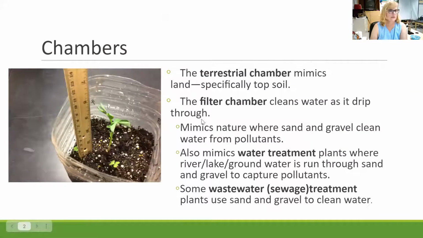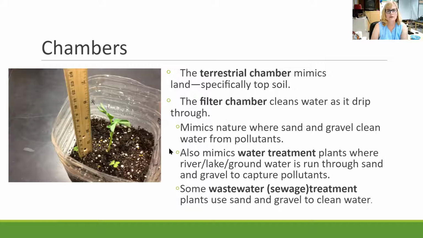So with EcoColumns, we have our three chambers. The top chamber we call the terrestrial chamber because the word terrestrial means land. And it is specifically topsoil. We don't have all of the other layers of soil from the soil horizon that you learned with your summer assignment, but it's really topsoil, which is the A layer of soil. The second one with sand and gravel is our filter chamber that cleans water as it drips through.